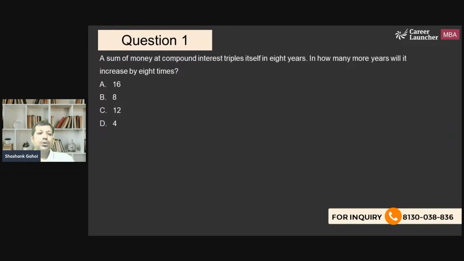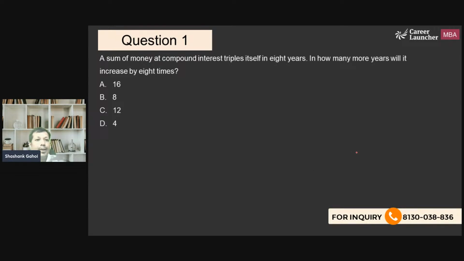Okay, so basically the first question is here. It says that a sum of money at compound interest triples itself in 8 years. In how many years will it increase by 8 times? So that's the question.